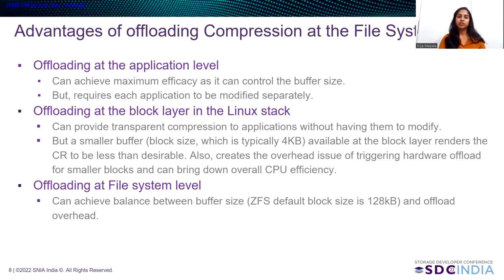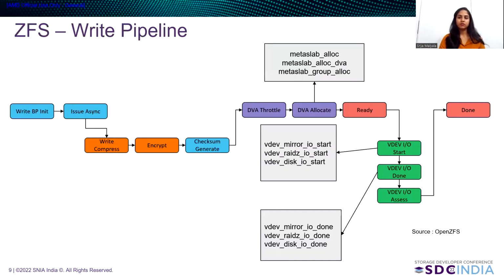The option of doing the compression at the file system level can provide an opportunity to achieve balance between the buffer size and the offload overhead. The file system level compression also provides transparent compression to applications to achieve the desired cost savings. The larger buffer size option also results in higher compression ratios. We therefore chose ZFS to offload the compression. Vaishnavi will now walk us through the offload design and flow.